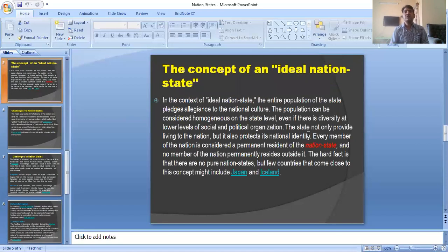In the context of the ideal nation, the entire population of a state pledges allegiance to the national culture.